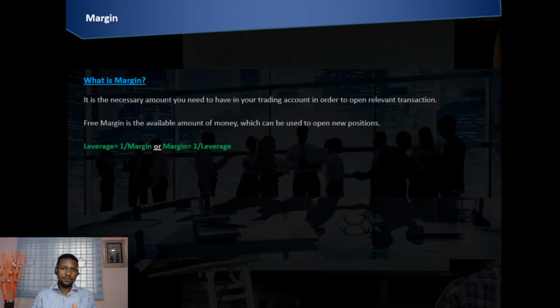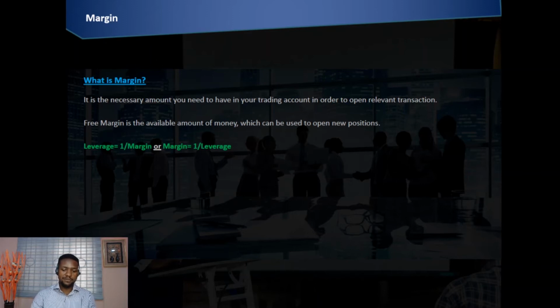Some of you would experience this, those who have been trading already. You have a certain amount of money in your account, you have some trades on, and you want to place additional trades, but it will tell you that you have not enough money, that you don't have enough money to place a trade. It simply means you are out of margin.